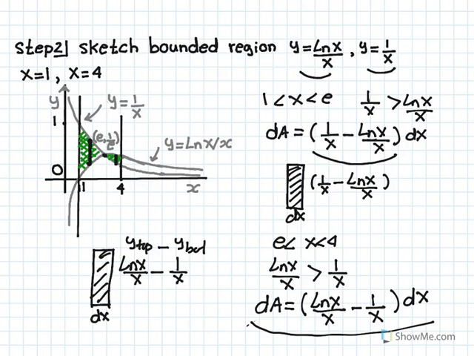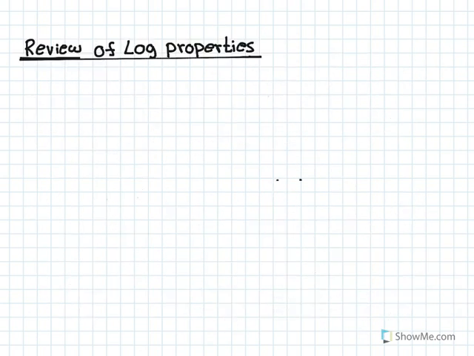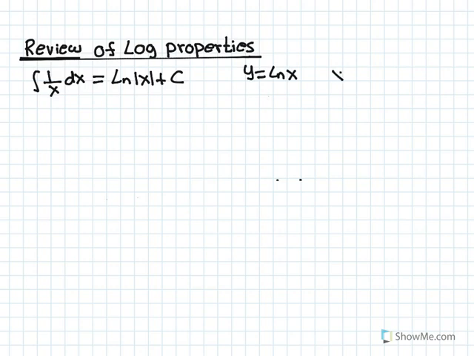Not too hard. All right, let's now review some properties of logs. The integral of 1 over x dx is equal to log of the absolute value of x plus c. But you might have noticed we didn't use the absolute value, and the reason is the domain of log x is x larger than 0, and we were integrating from 1 to 4. Let me double check that. Yes, we're integrating from 1 to 4, and definitely in this interval, x is positive, so we don't need the absolute value. Basically, the absolute value of x is x when x is positive.